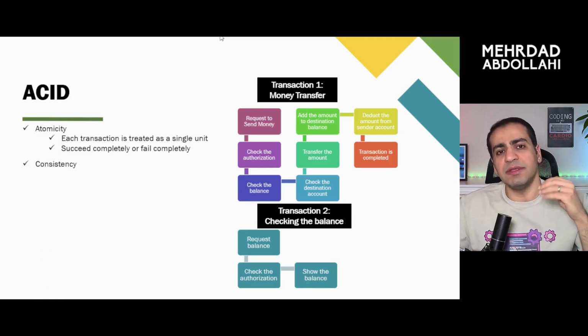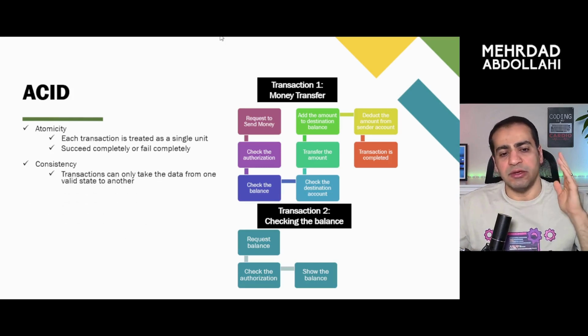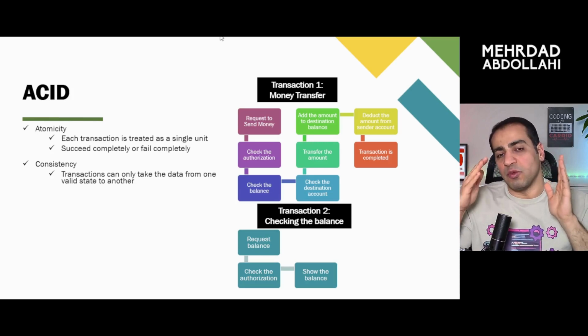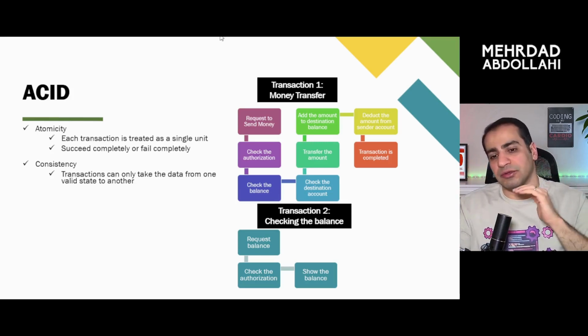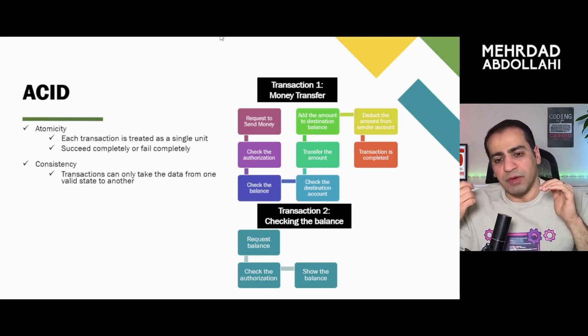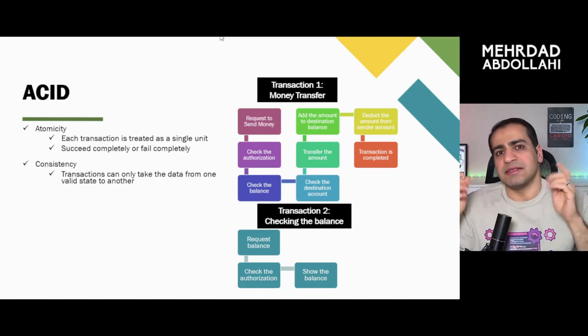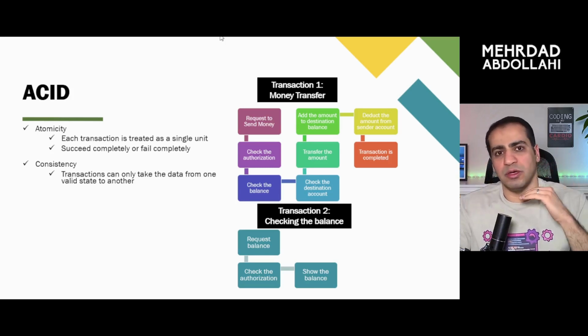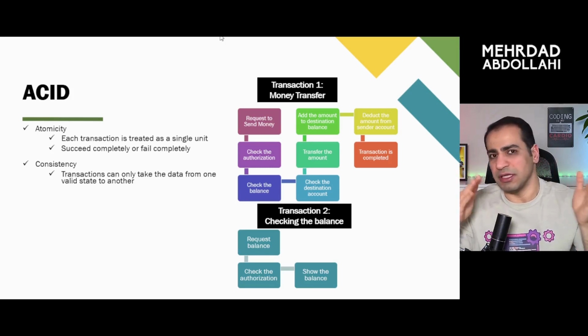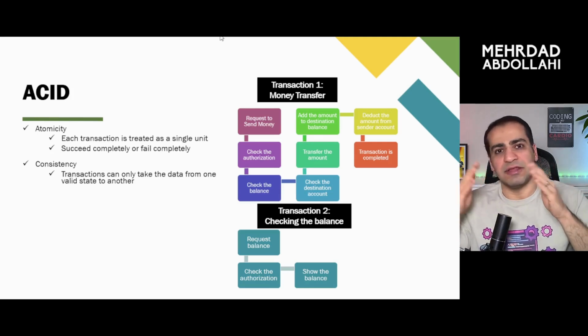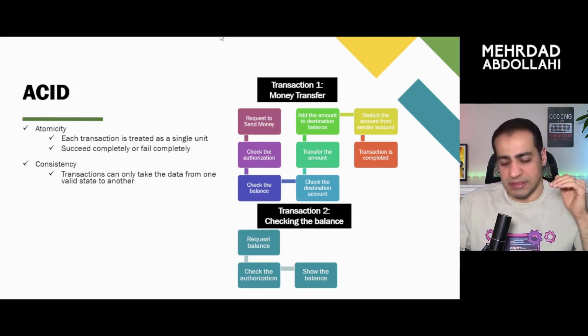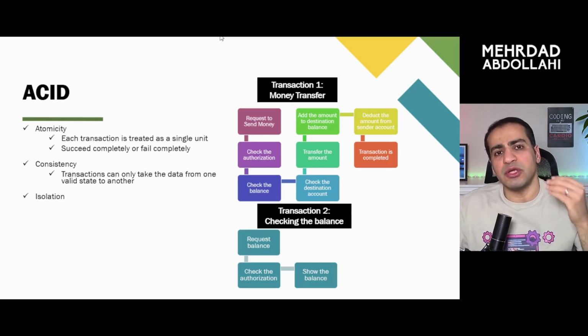The next one is consistency, which says transactions can only take the data from one valid state to another. For example, in money transfer, the balance of the sender or destination is going to be changed from amount X to Y, and so it is a valid state that is set in the system. The third one is isolation.